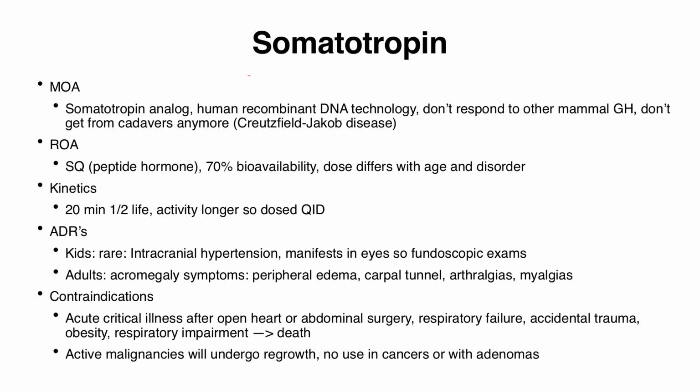Adverse drug reactions in pediatric patients: intracranial hypertension is something we need to watch out for, which would manifest in the eyes first. So you want to do fundoscopic exams to check out the retina, check out the back of the eye, and make sure those vessels have integrity. Adults, if you're giving too much growth hormone and they've got closed skeletal physes, then you're giving them acromegaly. So they're going to experience those symptoms you would see with that pathology, which would be peripheral edema, carpal tunnel syndrome, arthralgias, which is joint pain, and myalgias, which is muscle pain.